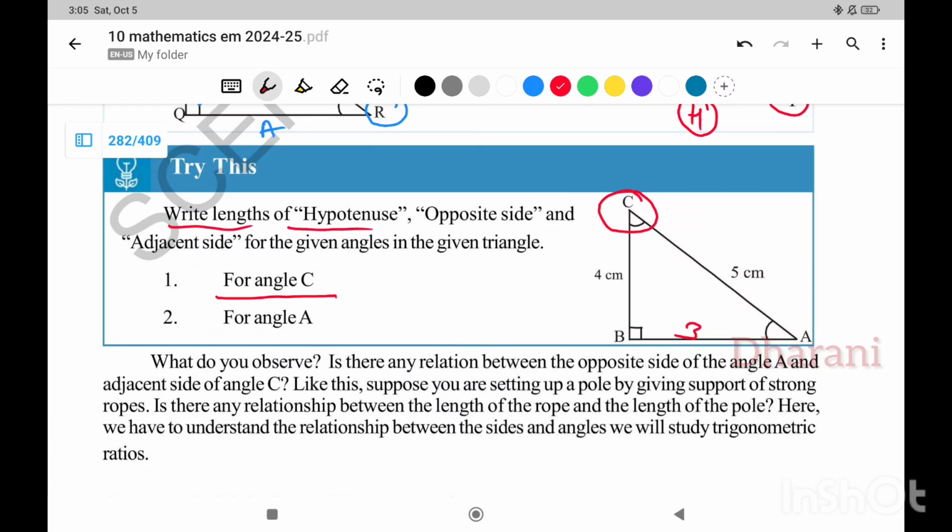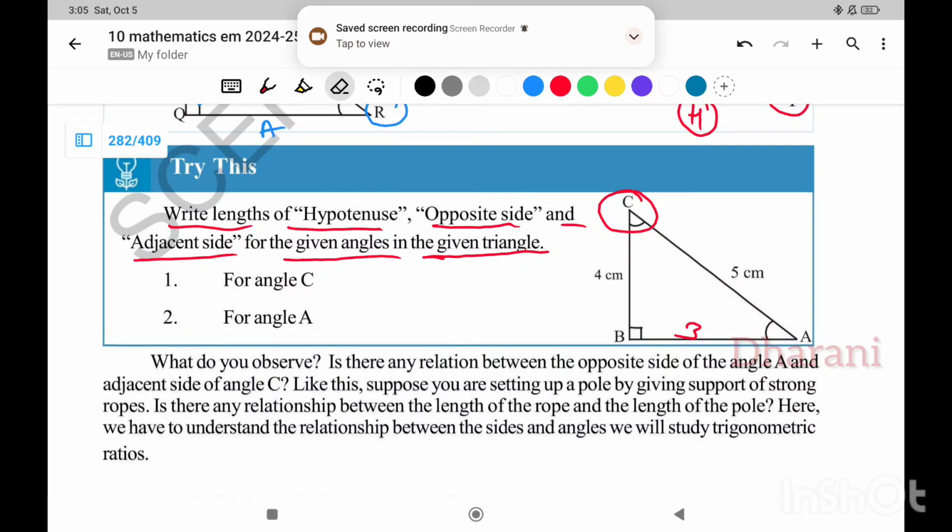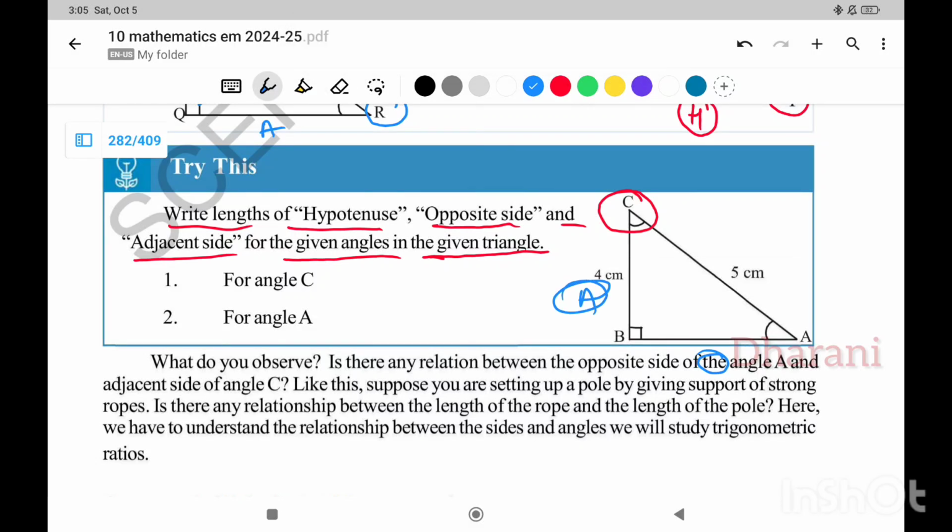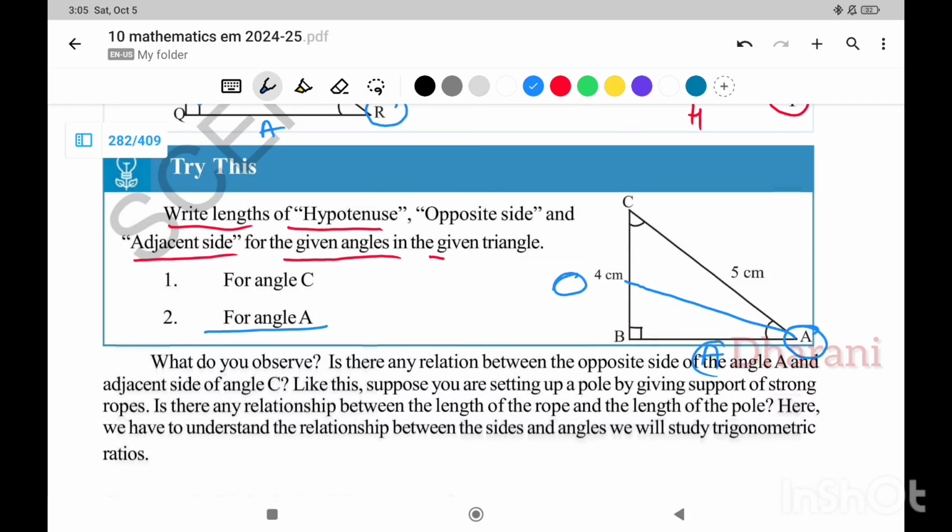Write the length of the hypotenuse, opposite side and adjacent side for the given angle in the given triangle. For example, for angle C, this is the opposite side, this is the adjacent side. The hypotenuse is always opposite to the right angle. For angle A, this is the opposite side, this is the adjacent side. The hypotenuse is opposite to the right angle.